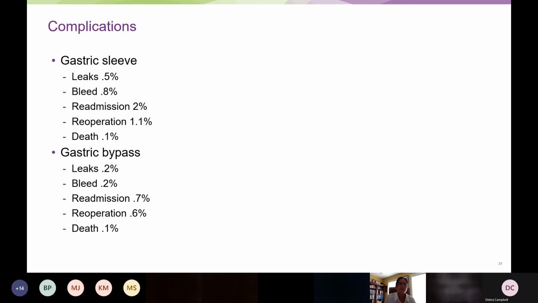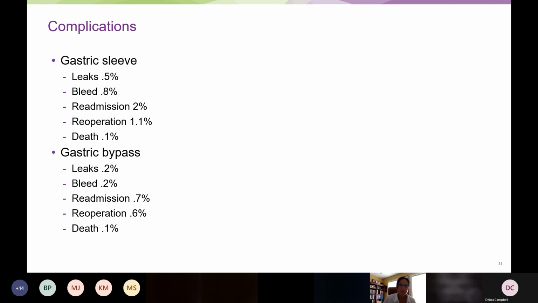So as far as complication rates, our complication rates have been very low. Our sleeve rate of leaks over the years has been less than 0.5%, bleeding rate less than 0.8%, readmission rate less than 2%, reoperation rate less than 1%, and death is less than 0.1% mortality rate. With bypasses, we have leak rate less than 0.2%, bleed rate less than 0.2%, readmission rate of about 0.7%, reoperation rate 0.6%, and death is less than 0.1%.